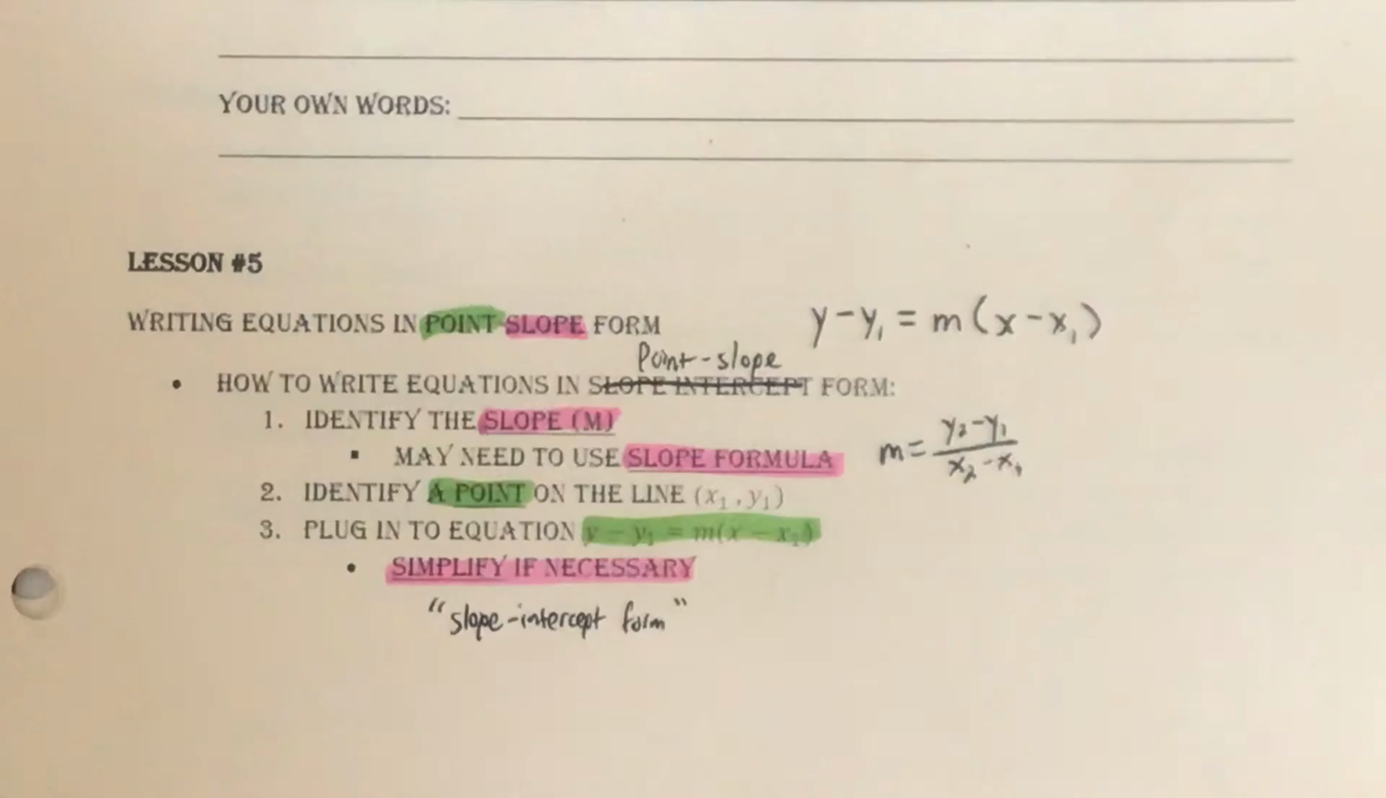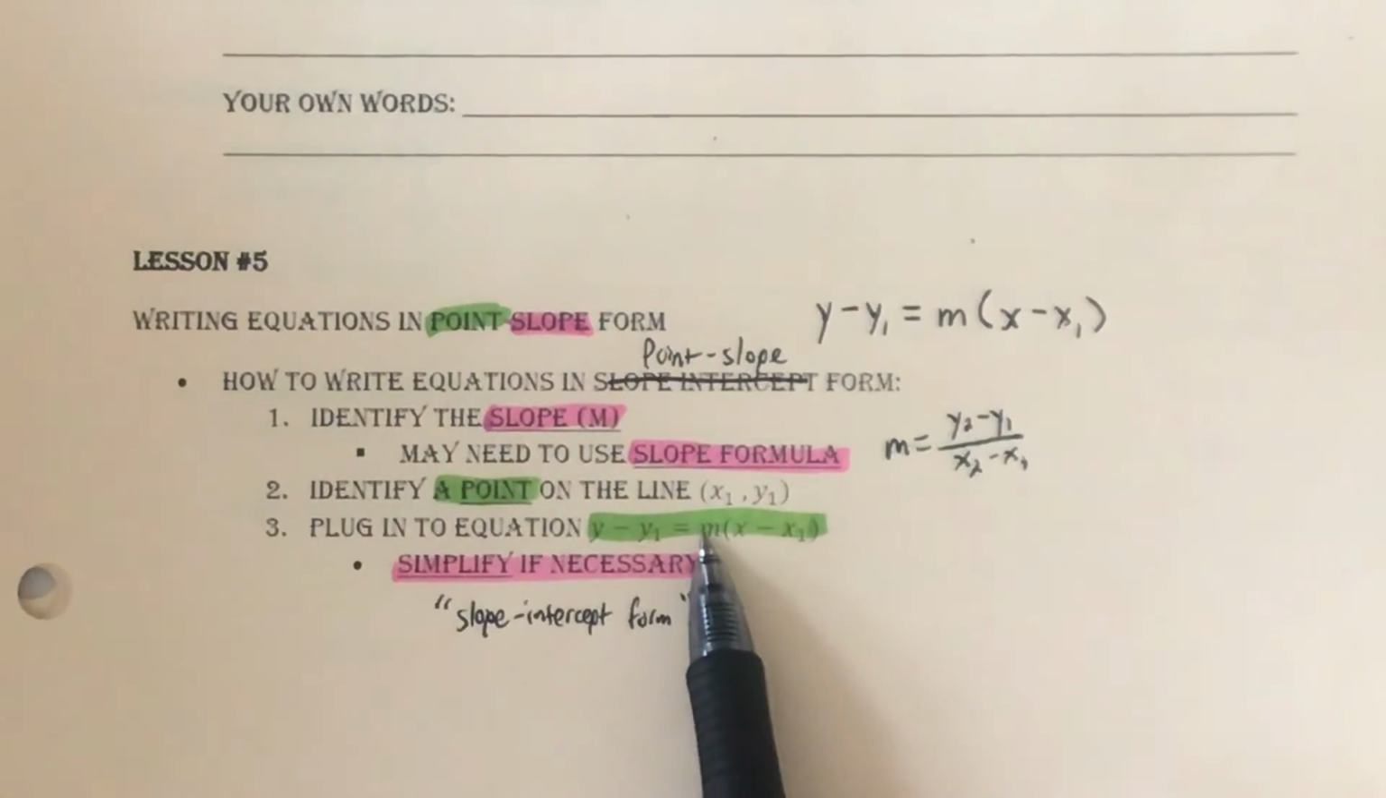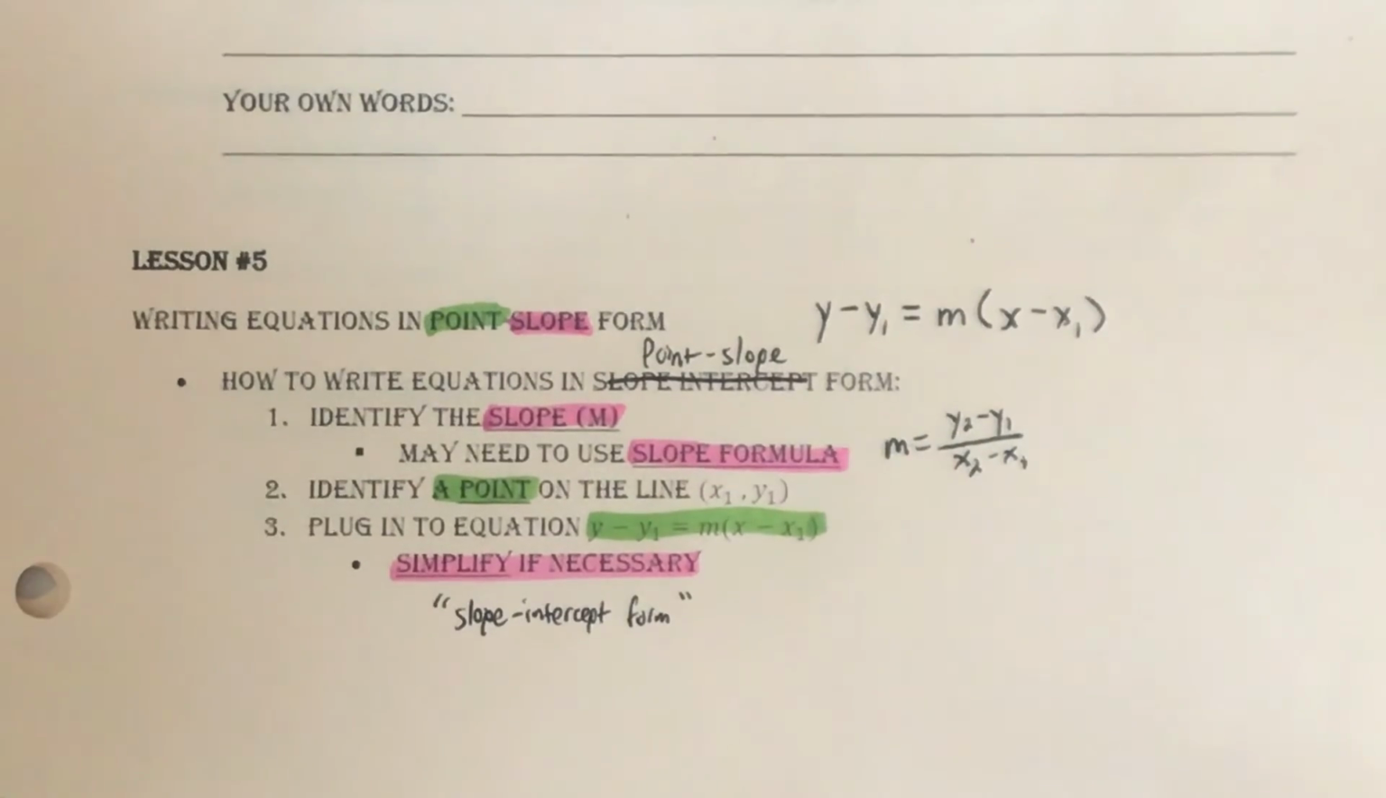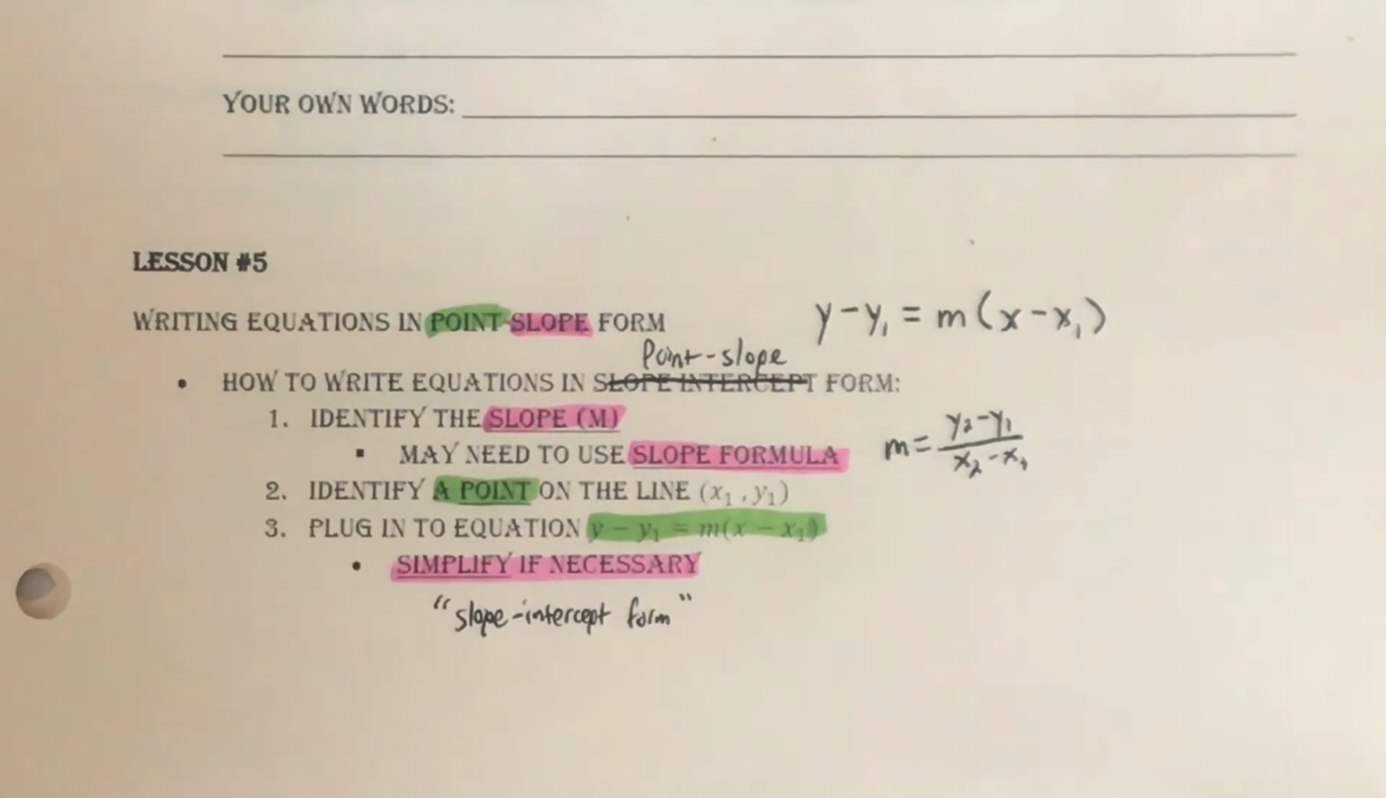But the way we do that is we simply would solve this down. We would multiply m times each one of those things, and then we would solve it down. We would move this y1 over through addition or subtraction based on what it is, and we'll show you how to do that. But most of the time, all we're going to have to do is just put it into the point-slope form. But occasionally, they are going to ask us to simplify it down as well.